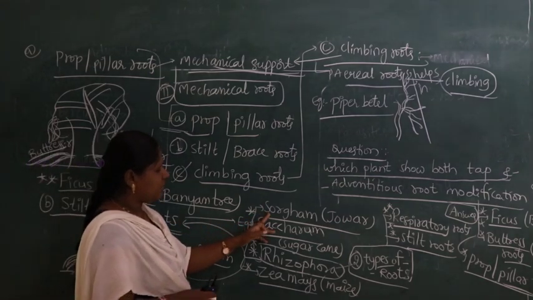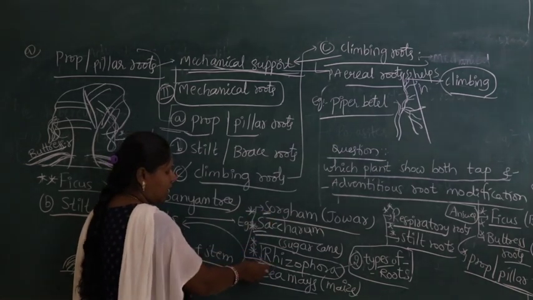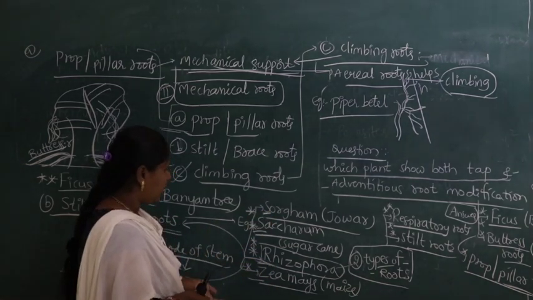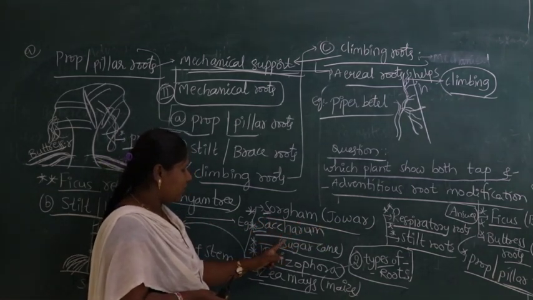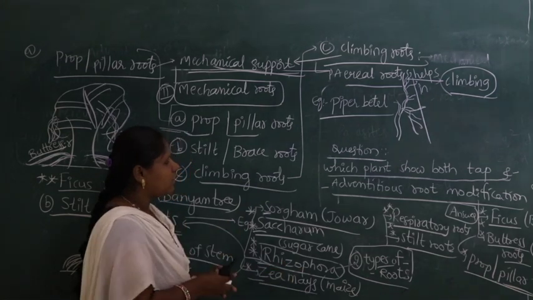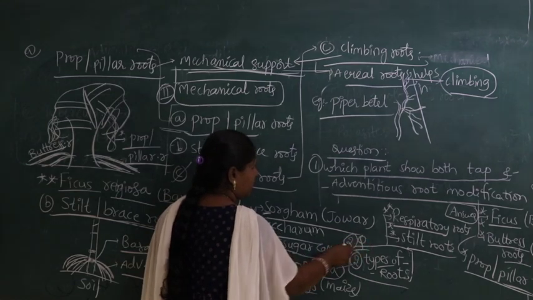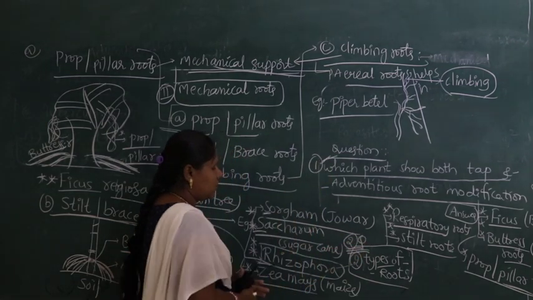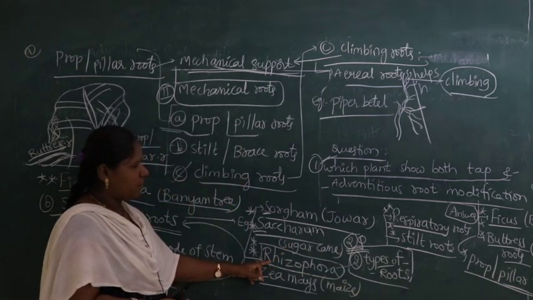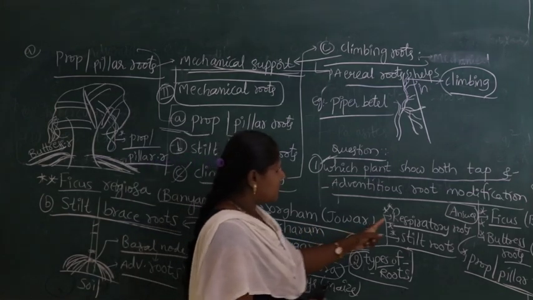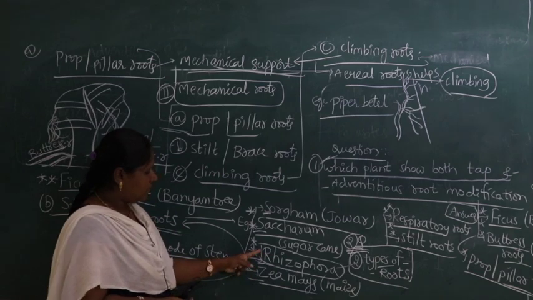Let us talk about examples. Guys, try to remember: two start with the letter S, and the other two are R and Z. Practice a number of times. Sorghum, common name jowar. Saccharum, common name sugarcane. Rhizophora. What are the two questions I gave today? This is one question and this is the second question. What is the second question? Which plant shows two types of roots? Then again Rhizophora will come. What are the two types of roots? We say respiratory roots and stilt roots. Two types of roots are present in the case of Rhizophora.